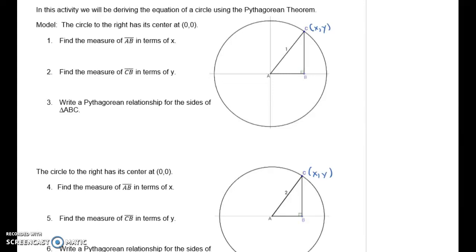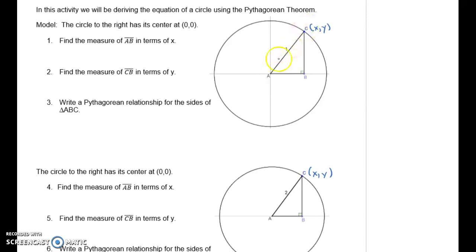Today we're going to explore the equation of a circle. So here we're given a circle with the center at 0, 0. We want to find the measure of AB in terms of x and the measure of CB in terms of y, and then write a Pythagorean relationship for the sides of the triangle.